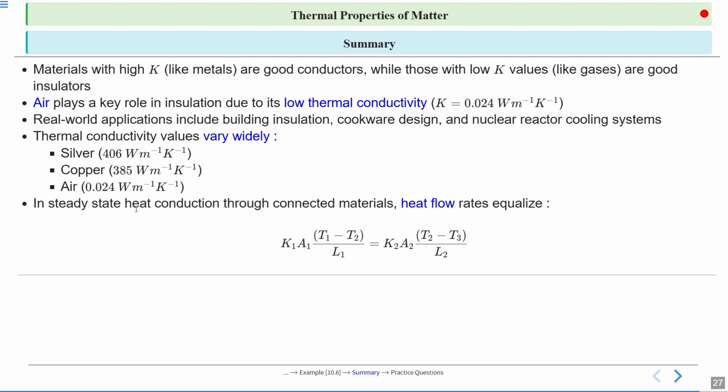In steady state, for heat conduction through connected materials, the heat flow rates equalize, that is K1 A1 into (T1 minus T2) divided by L1 is equal to K2 A2 (T2 minus T3) divided by L2. Here K1 is the thermal conductivity of the first material and K2 of the second material. Similarly, A1 is the cross-sectional area and L1 the length of the first material; A2 is the cross-sectional area and L2 the length of the second material. Their temperature differences are T1 minus T2 and T2 minus T3.